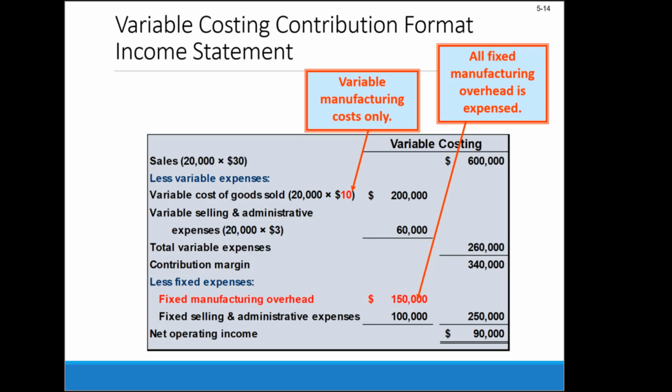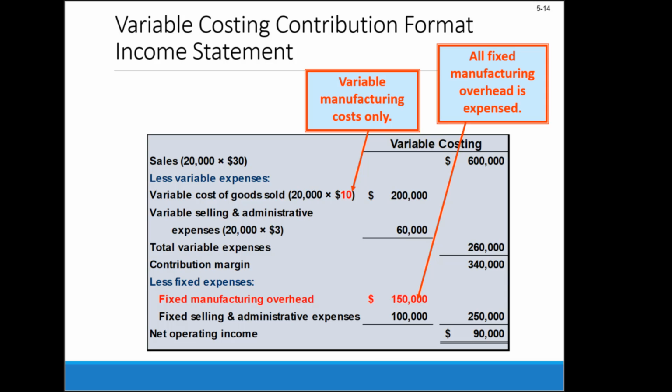Under variable costing, we would typically use the contribution format income statement. Since it's grouping things by cost behavior, it's a more natural fit there. At the top line, we can see sales of 600,000, the 20,000 units sold times 30 bucks. Under our variable expenses, we've got the variable cost of goods sold: the 20,000 units we sold times that unit product cost under variable costing, just that $10 reflecting the variable cost of production. We also had the variable selling and admin, total of 60,000. That gets us down to a contribution margin of 340,000.